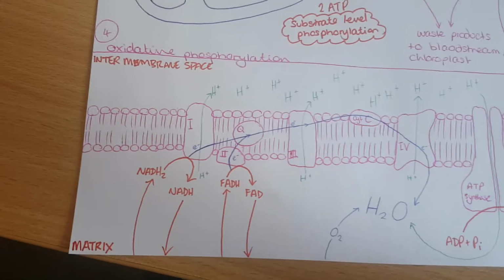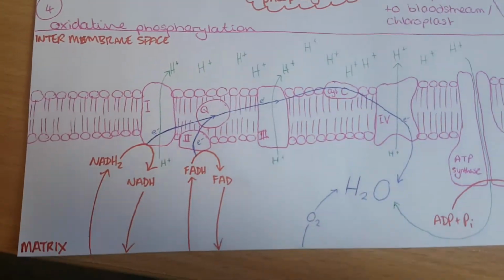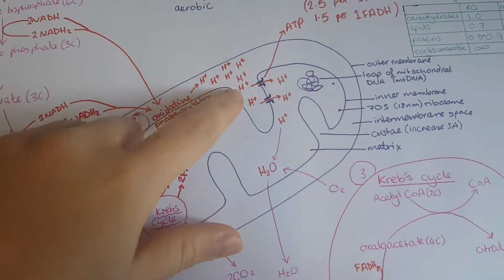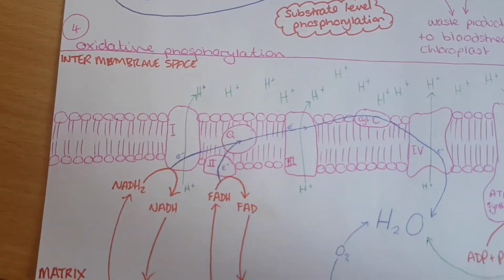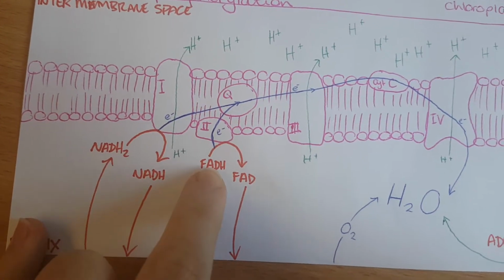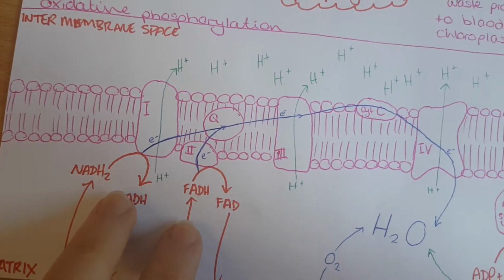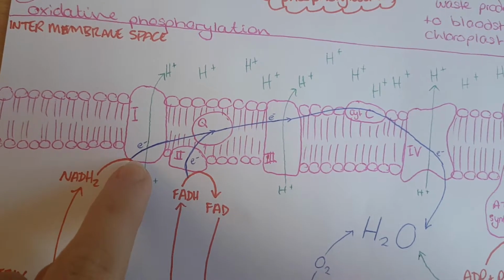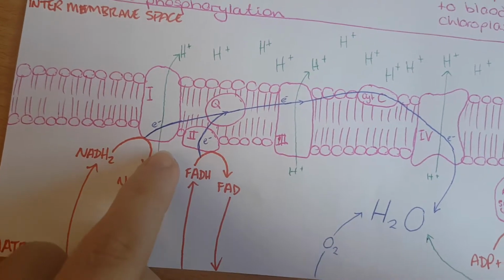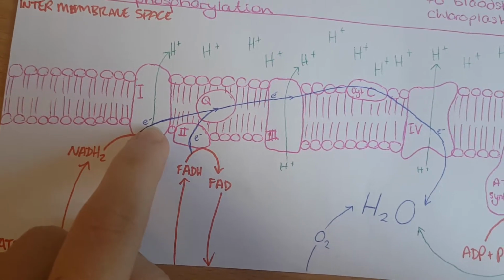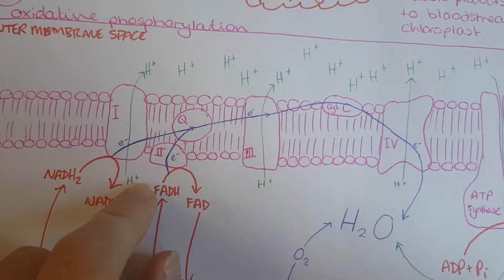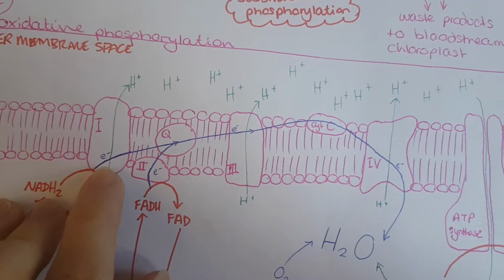So in more detail then, here we go, oxidative phosphorylation. This is the matrix, this is the intermembrane space, in between the cristae and the outer membrane. Here comes our reduced NAD and reduced FAD. They donate their hydrogen to the first and second proteins in the electron transport chain. The hydrogen is split into electrons, which are this blue line, and hydrogen protons or hydrogen ions.